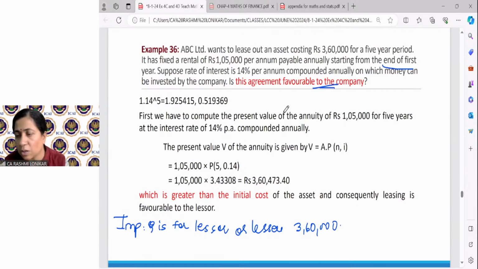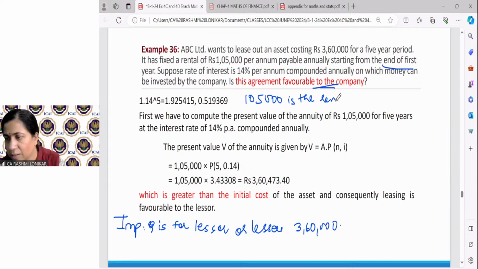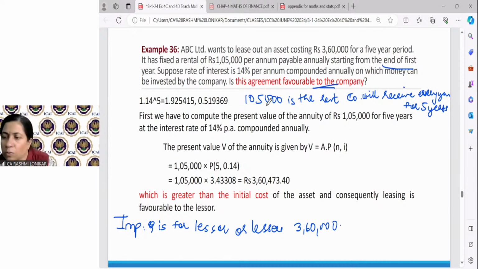So we want to find the present value of the annuity. How much is this? 1,05,000 is the rent I'm going to receive. 1,05,000 is the rent the company will receive every year for 5 years. So what is 1,05,000? It is the annuity value.